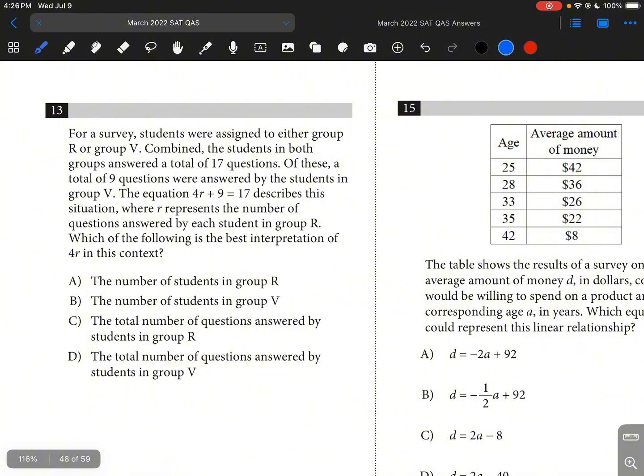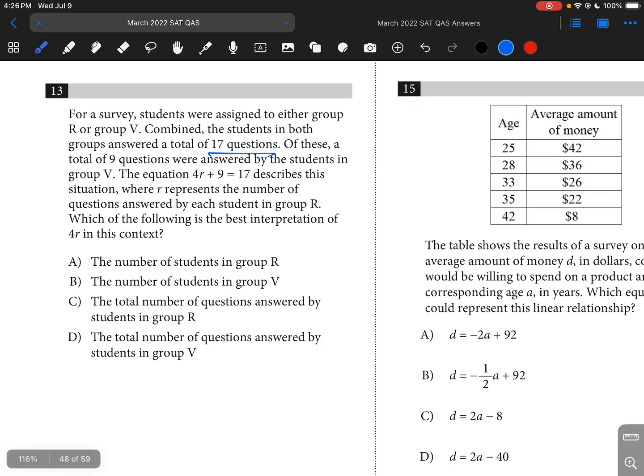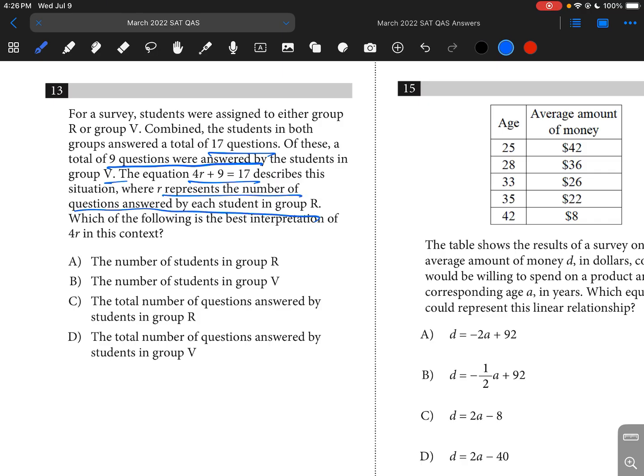For a survey, students were assigned to either group R or V. Combined, the students in both answered a total of 17 questions. Of these, a total of 9 questions were answered by students in V. This equation describes this situation. R represents the number of questions answered by each student in group R. What should we define as the best interpretation of 4R in this context?